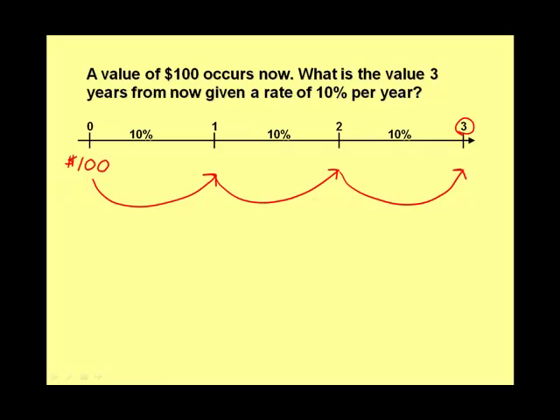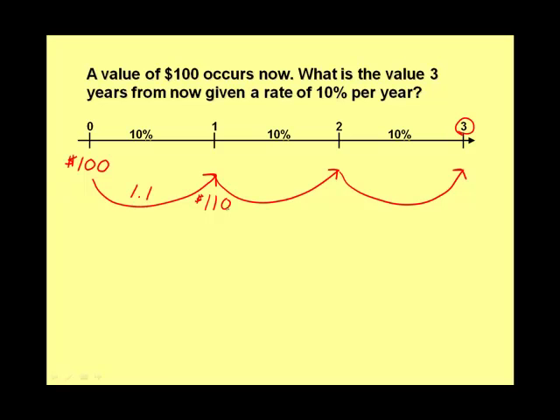Now notice, the $100 is growing for this first year by 10%. So the value in year 1 or 1 year later will be 1.1 times as large as our initial value of $100. So the value in 1 year, that $100 will grow to $110. That's our initial $100 plus 10% more.